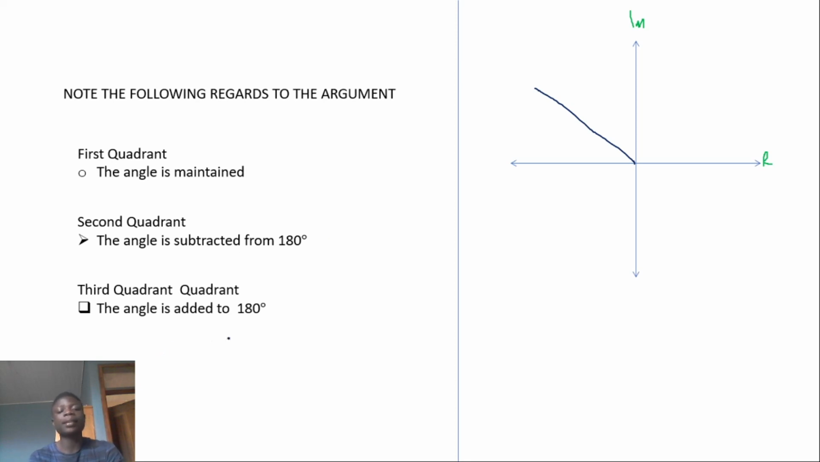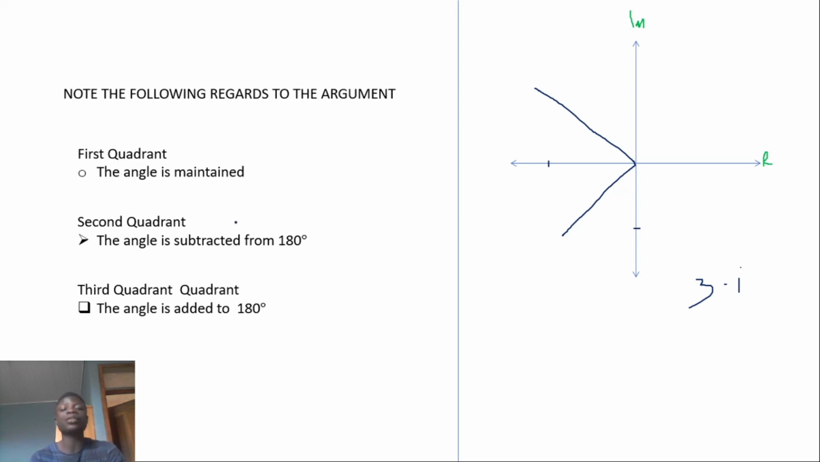With the third quadrant, the angle is added to 180. This is the third quadrant. This is negative, and this also is negative imaginary. So when they give you maybe negative 3 plus negative 3i, you find the tan inverse of 3 over 3. Make sure that when finding the argument, we don't use the negative. We do it positive. For example, if they give you 3 minus i, to find the argument, that will be tan inverse of 1 over 3. Ignore the negative sign and follow the rules.